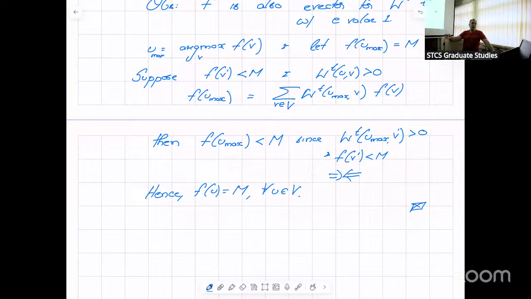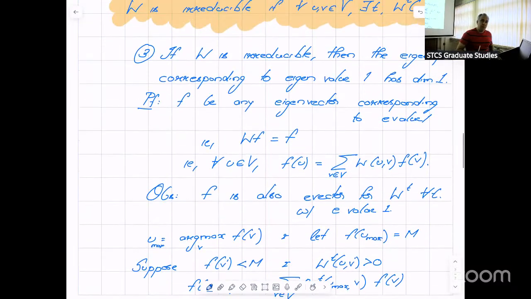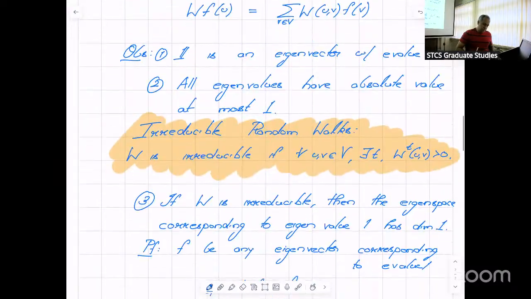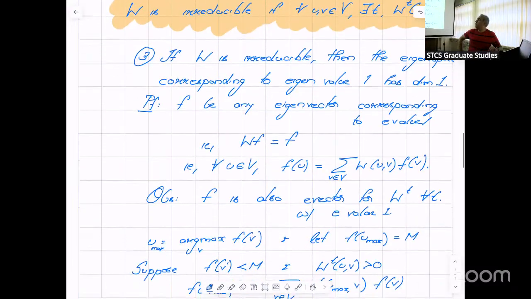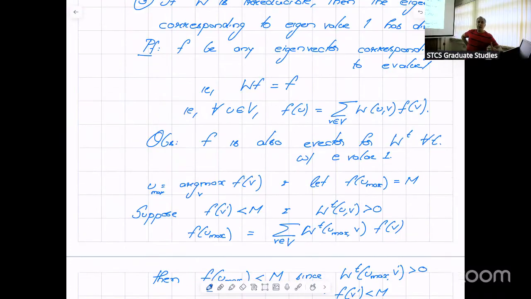The eigenvector corresponding to the largest eigenvalue is unique. It's single dimensional. It's the constant vector. There's no other vector. Let's not discuss this. For every pair U, V, there is one T such that W^T(U,V) is greater than 0. These are all different types, but I don't care.